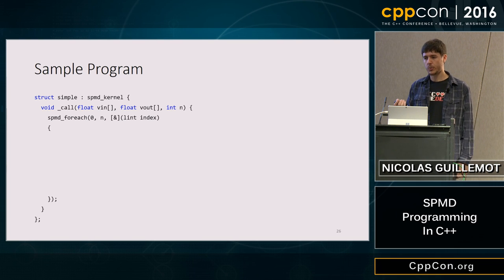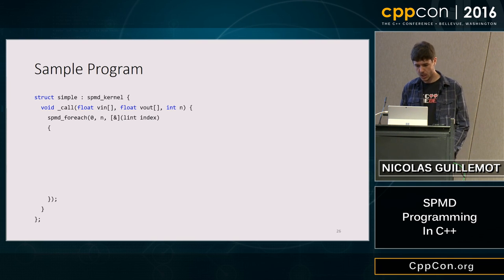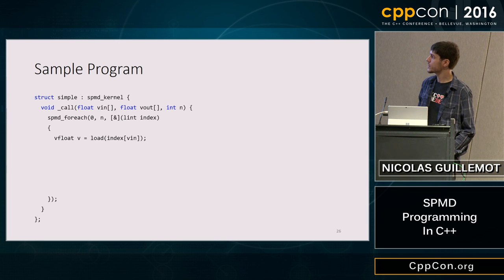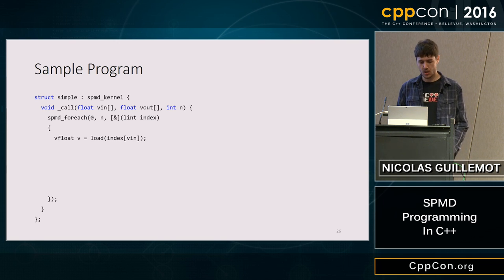If you do a load from memory with different indices, like completely random indices, there's still instructions to do that, but it's much slower than doing a regular old plain load. Although the gap is closing, it's getting better with our architecture. So, very similar to before, load the inputs into a vfloat this time.